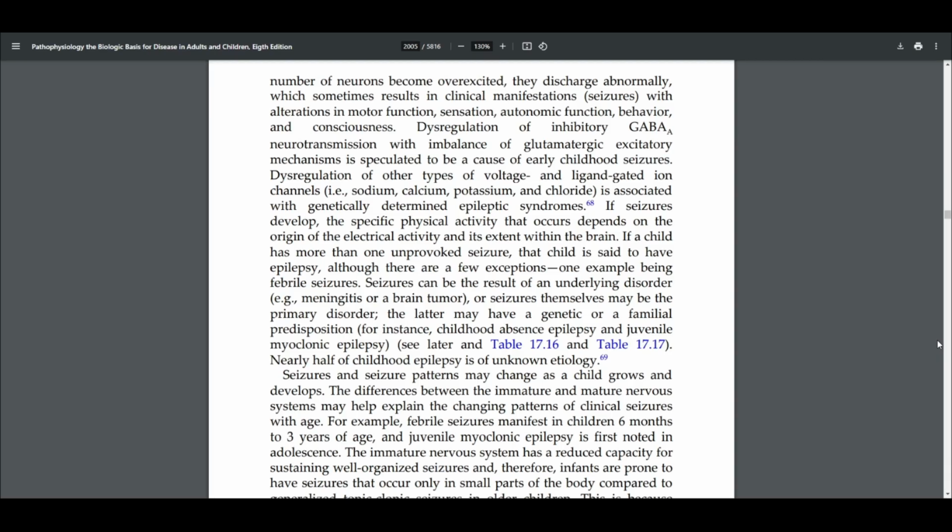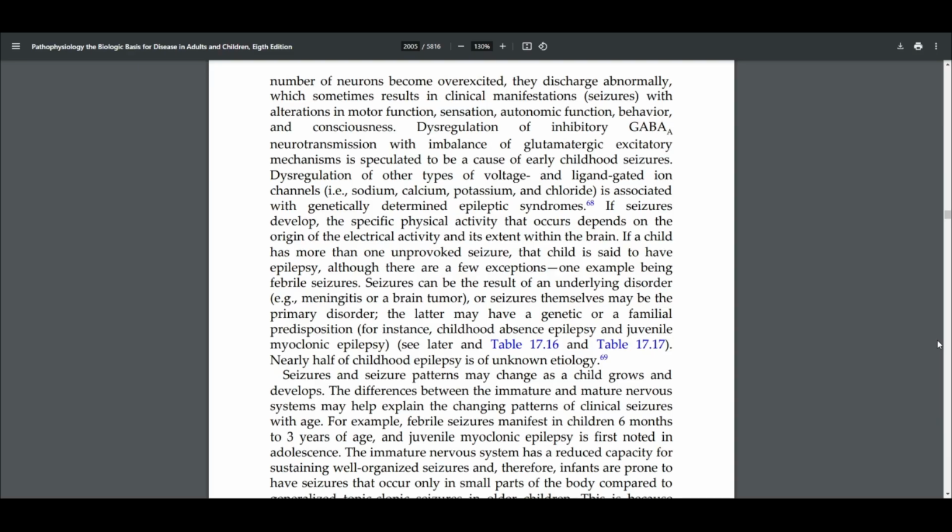In seizure development, the specific physical activity that occurs depends on the origin of the electrical activity and its extent within the brain. If a child has more than one unprovoked seizure, the child is said to have epilepsy, although there are a few exceptions, for example, febrile seizures.